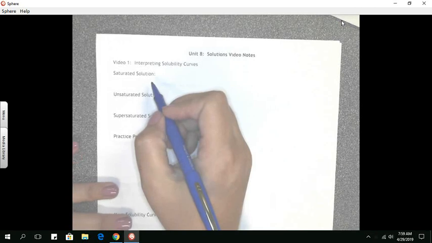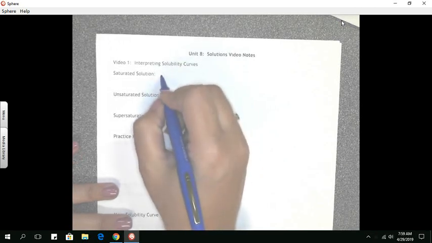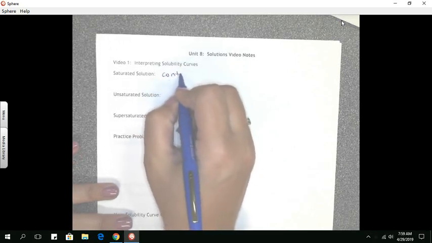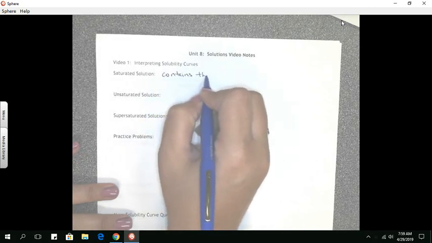Alright, so today we're going to learn about interpreting solubility curves. There are some definitions though that we need first. So the first one is saturated solution. A saturated solution contains the maximum amount of solute that can be dissolved.